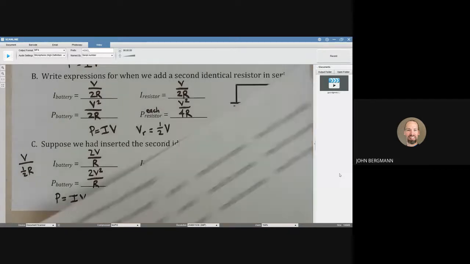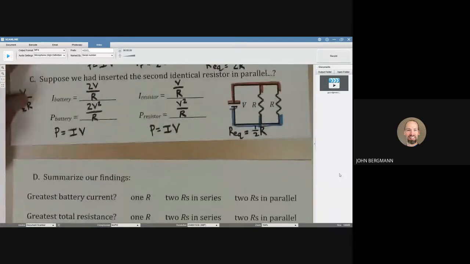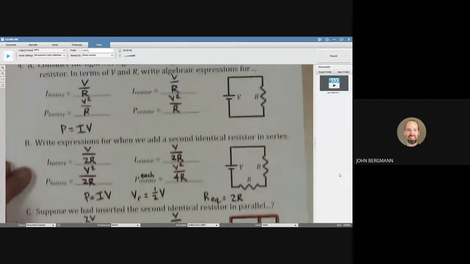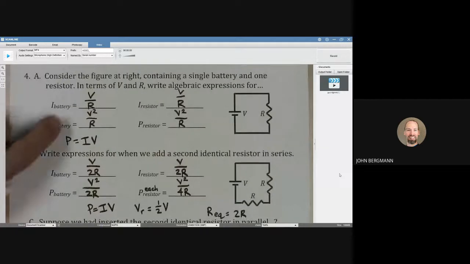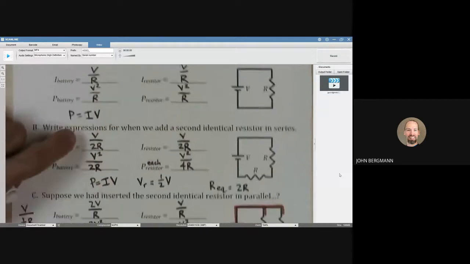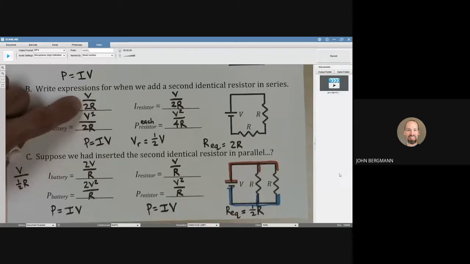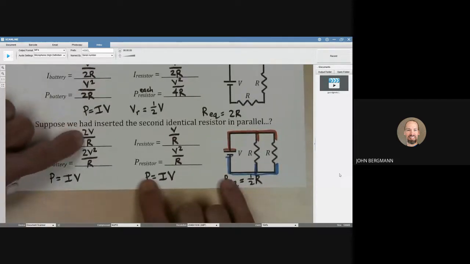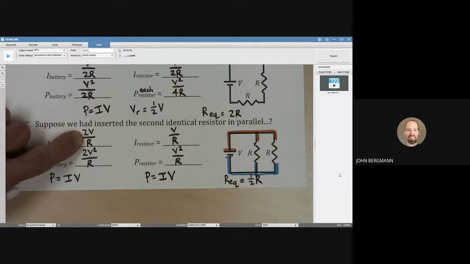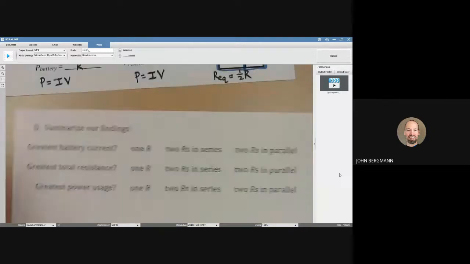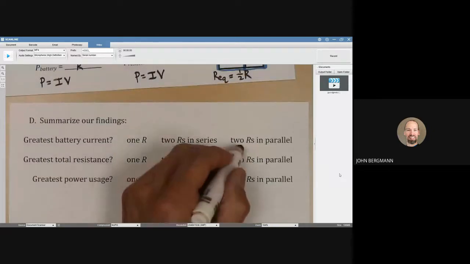Okay, so to summarize what we did here, which one had the greatest battery current? Let's look at our answers here. For this case, we had V over R. This one was 1/2 V over R, right here where I'm pointing, and then this one was 2V over R. So the one with the greatest battery current was when we had two resistors in parallel.